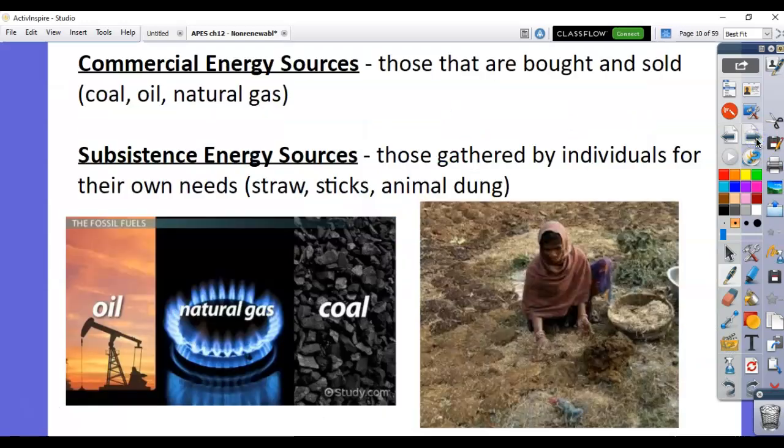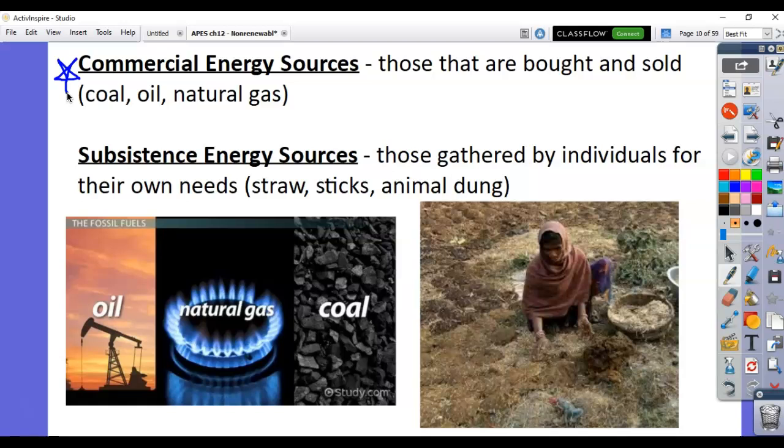So when we talk about energy, it looks very different in the United States compared to other countries, or in developed countries versus developing countries. So in developed countries like the United States, okay, commercial energy sources. So commercial means selling, right? So those that are bought and sold. So we sell and buy a lot of coal and oil and natural gas. You buy it from the electrical company. You pay your electric bill. You buy gasoline from gas stations, all of that stuff. You're buying it, you're selling it.